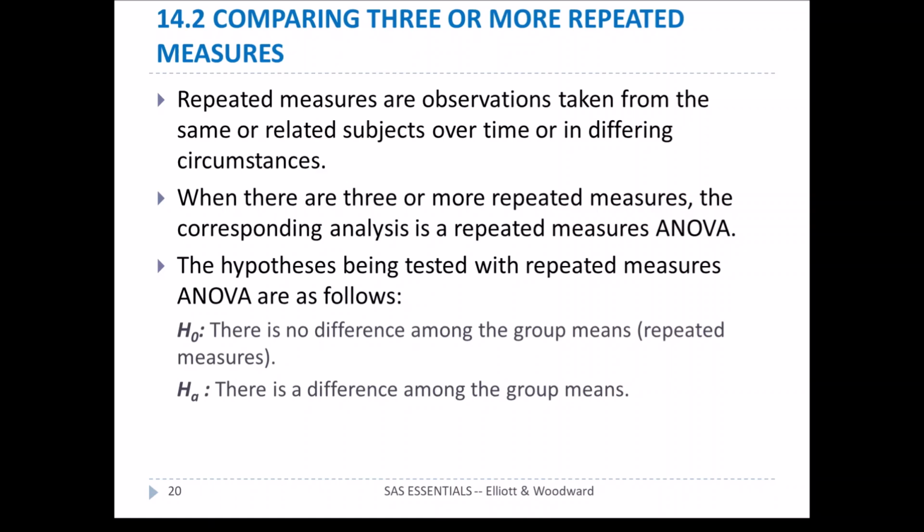So the hypotheses: the null hypothesis is that there is no difference among the group means. In other words, there's no difference in the means across the times or the conditions that we've measured. So if we're measuring time 1, time 2, time 3, we're saying that there's no difference in our observed means between time 1, 2, and 3. Or the alternative hypothesis is that there is a difference. Maybe the first mean is low and it gets higher and higher, something like that.